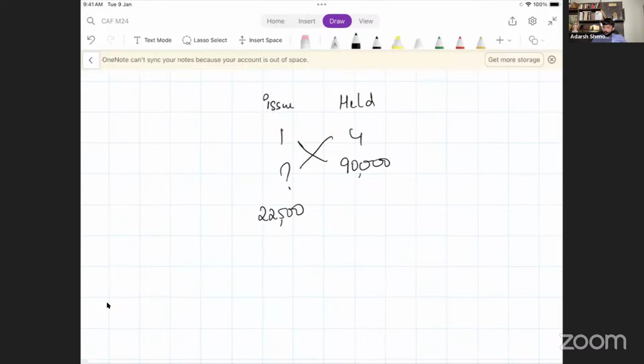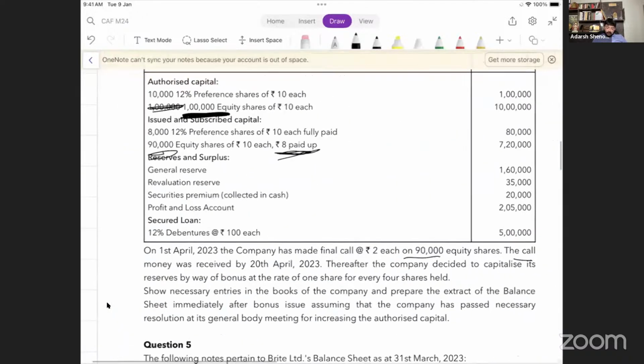Again, 90,000 shares were already there. To that I will add 22,500, the new shares issued. So 1,12,500 after bonus shares. But our existing authorized capital, that is, the maximum shares I can issue as per the memorandum of the company, is only 1 lakh. Total, it can be 1 lakh.